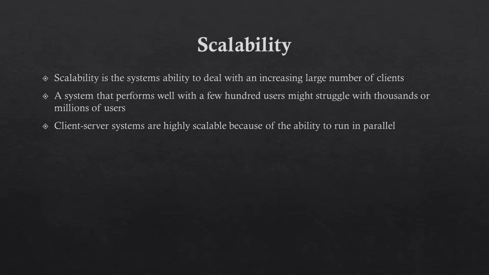Scalability. Scalability refers to a system's ability to deal with an increasingly large number of clients. For example, a system that operates smoothly with 200 users may have trouble serving 2,000 users, or worse, 2 million users. Client-server systems have the advantage of being highly scalable. If a client-server system needs to scale to meet an increased number of users, in many cases all that needs to be done is to increase the hardware capabilities of the system. This is because software in client-server systems is often designed to run in parallel. The network can continue to operate as it did before without the need for major changes.